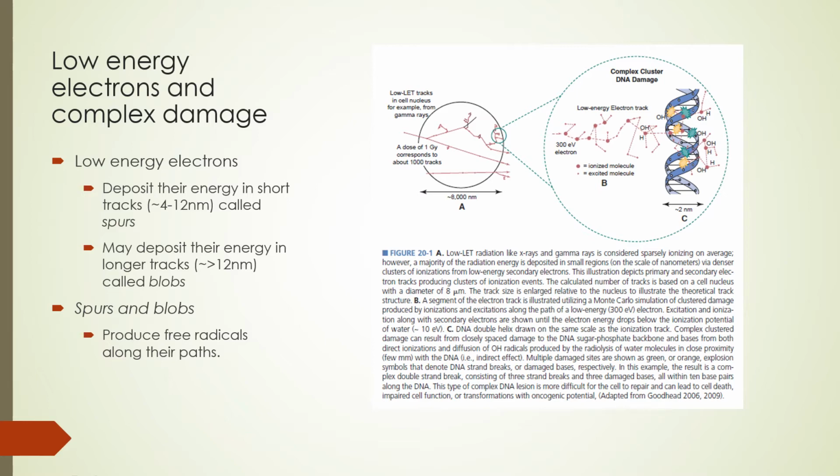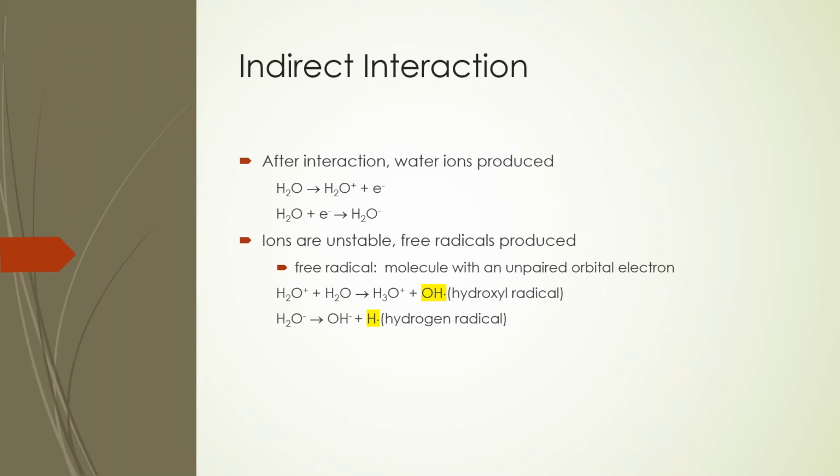The figure on this slide shows these free radicals and their interactions with DNA. Let's now look at the chemistry of free radical production. When radiation is absorbed by a water molecule, a positive water ion and free electron are produced. The free electron can interact with another water molecule, forming a negative water ion. Water ions are unstable and dissociate to form more ions and free radicals. The main free radicals shown on this slide are the hydroxyl radical and hydrogen radical.